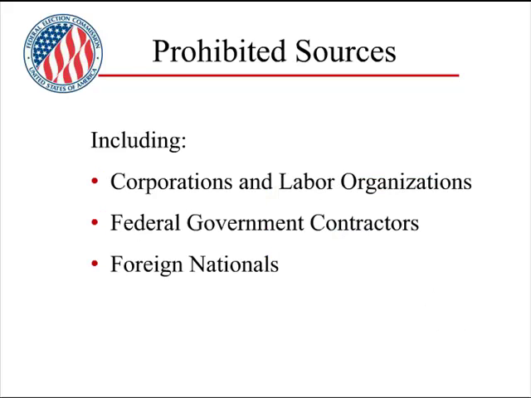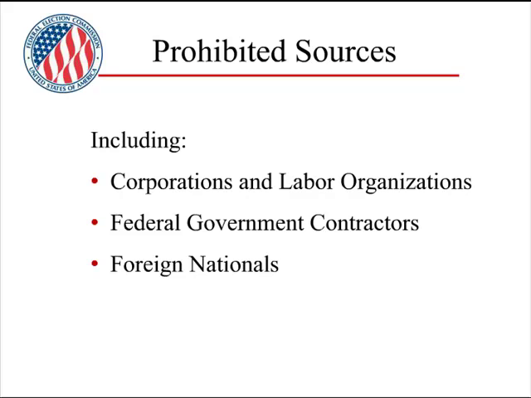The law prohibits contributions from certain sources, including corporations and labor unions, government contractors, and foreign nationals. As an exception to the corporate labor ban, corporations and unions may sponsor PACs that raise money from the company's employees and stockholders or the union's members. Those PAC funds may be used to make contributions to federal candidates.